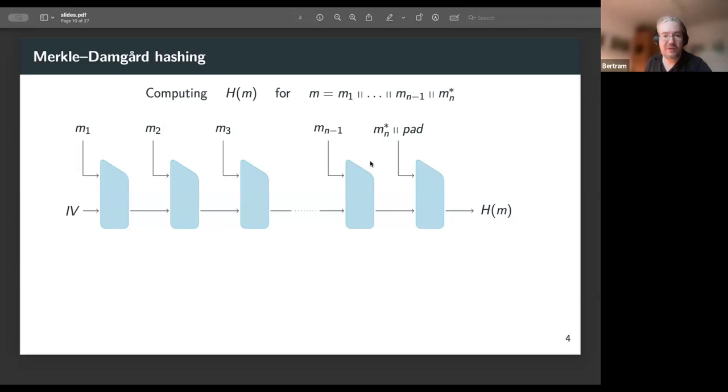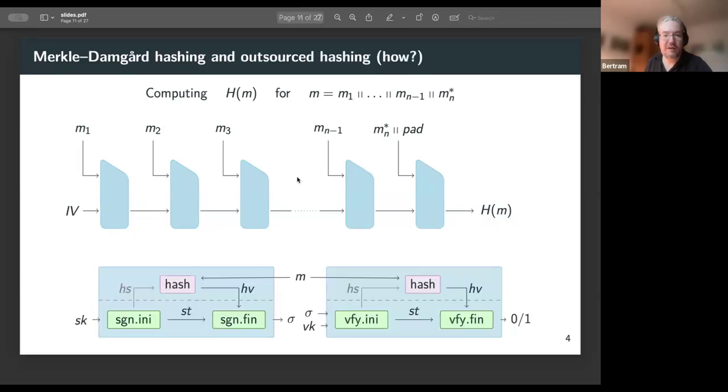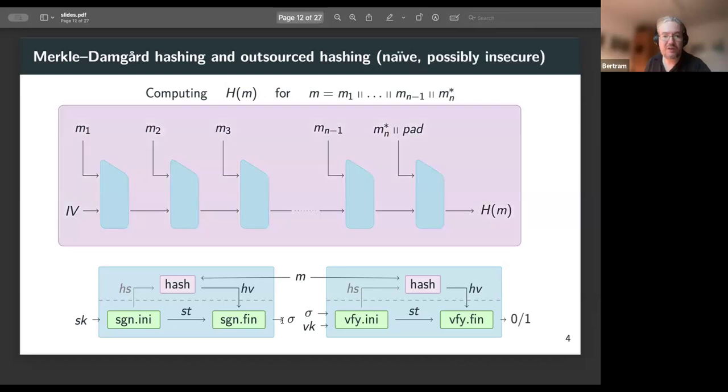If I want to use this in a strict hash-and-sign setting, I need to map the upper part into this pink block here of the hash-and-sign signatures abstraction. And the question is how to do this. The immediate way to do this is that basically the whole Merkle-Damgård chain goes into this pink block. So this is the natural way. I call it the naive way, but it is the one that is actually insecure.